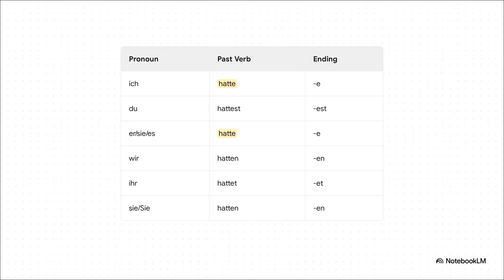All right, next up is our second powerhouse verb, haben, or to have. In the Präteritum, its stem changes to hatt. So, I had becomes ich hatte. You had is du hattest. We had, wir hatten. You get the idea. Just like war, you're going to hear and use hatte all the time.